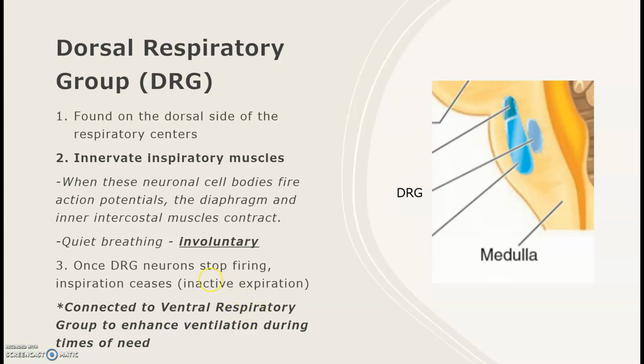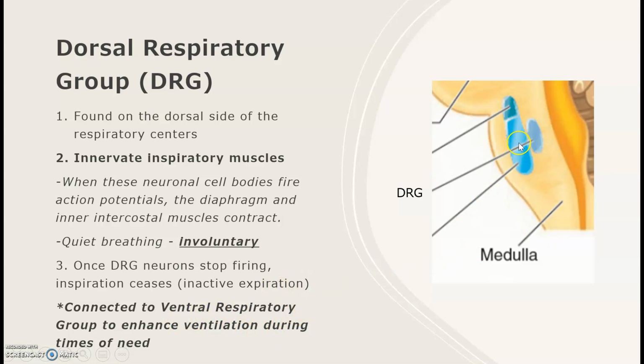Those muscles are kind of indirectly relaxing, just like when these neurons stop firing, inspiration ceases, therefore you will be exhaling gently. And now I also want to mention that this is connected to the ventral group, which we'll talk about next, to enhance the ventilation during times of need.